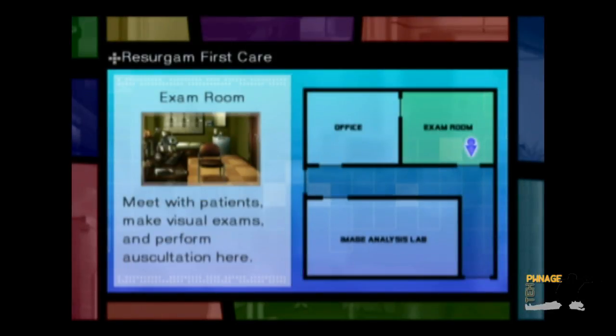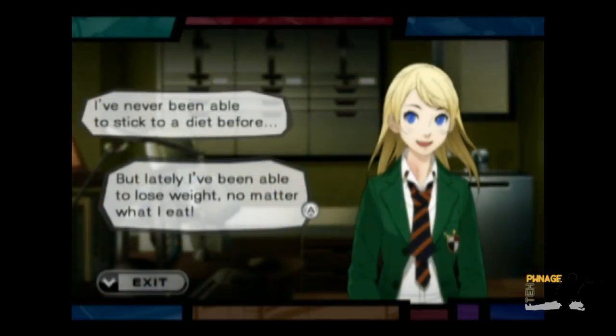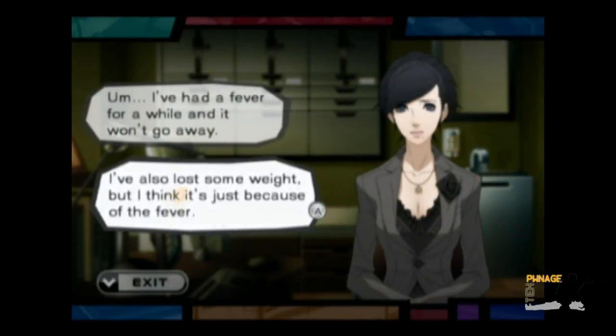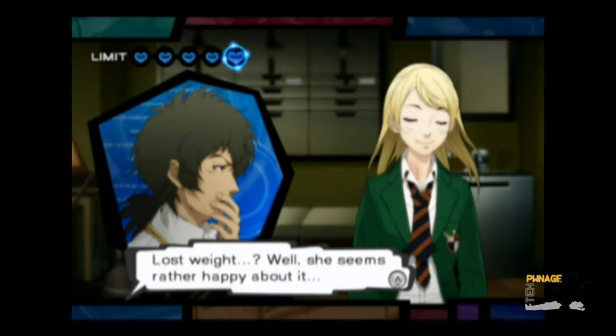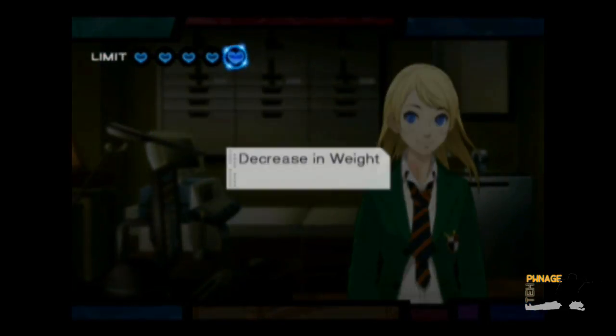The exam room is where you'll be speaking with patients about their physical condition. Listen carefully through the dialogue sequences, where you will be asked whether what your patient is saying is considered a symptom or not. There are times where your patient won't say exactly what's wrong with them, so you'll need to read between the lines to uncover what they're trying to avoid telling you.